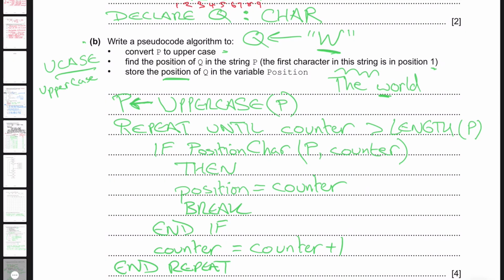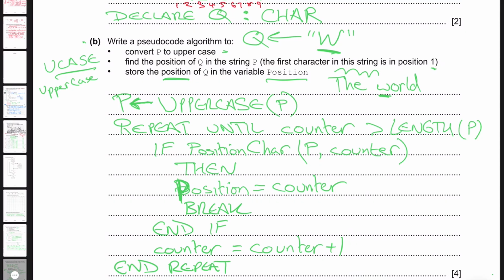So if position P matches, then the variable position, which I'll make a bit more obvious, position equals counter, then break. End the if statement, everything's good in the world. If that equals that, then we break the program, end if. Counter equals counter plus 1, and then we end repeat.